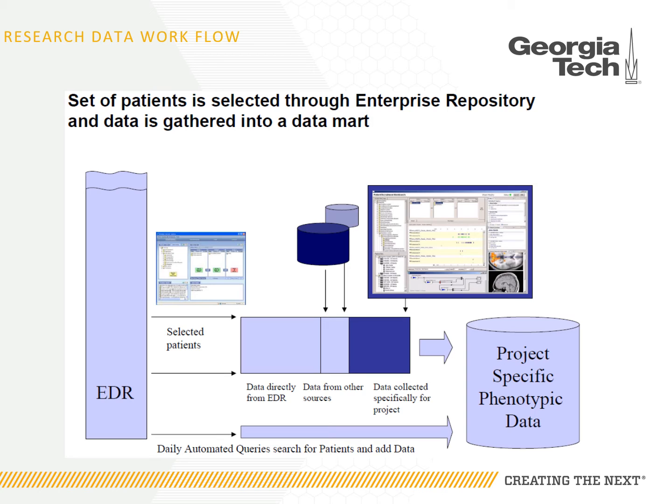Then the data directly from EDR and other sources are collated. The data collated specifically for the project are then passed through the HIPAA wall. All the HIPAA compliant regulations are ensured, and project specific phenotypic data is created to be queried for any research purpose. This is how a project specific data flow workflow happens, and a specific data set is delivered for the project.